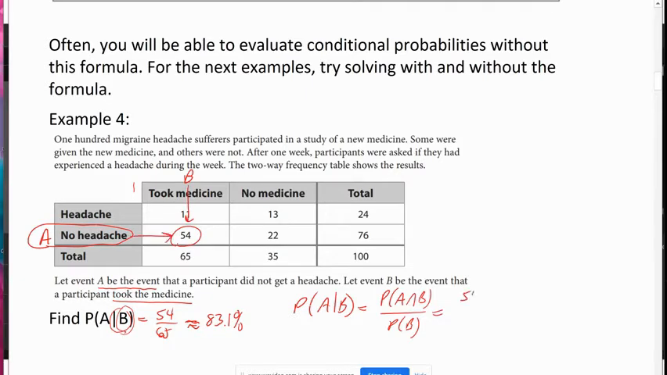That's where the took medicine and the no headache intersect with one another. And so that top value is 54 out of the 100 people that are in the table. The probability of B is the probability of people that took medicine. How many out of the total population took medicine? 65 took medicine. So that's 65 out of the whole survey, which is 100. When we divide those two fractions, we get 54 out of 65, which is again 83.1%. Same answer, but this time we used the formula instead of isolating a column or a row in the table.